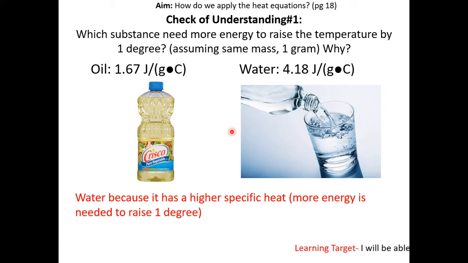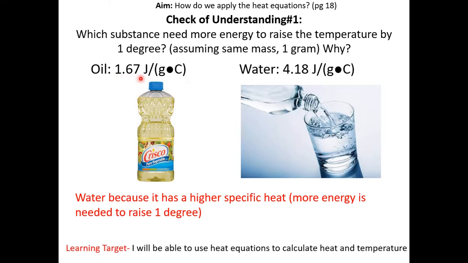Why is that? If you were to raise the temperature of 1 gram of water by 1 degree, you would need 4.18 joules. If you were to raise 1 gram of oil by 1 degree, you would need 1.67 joules. So you can see that water would need more energy because of higher specific heat.